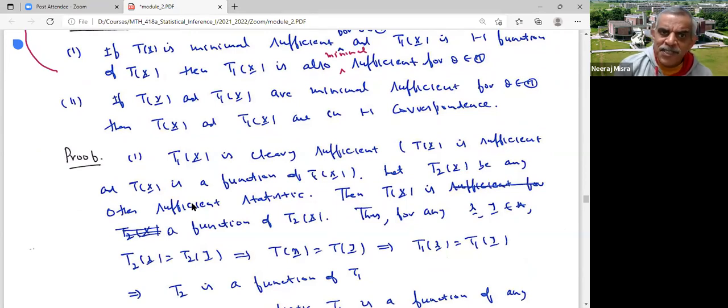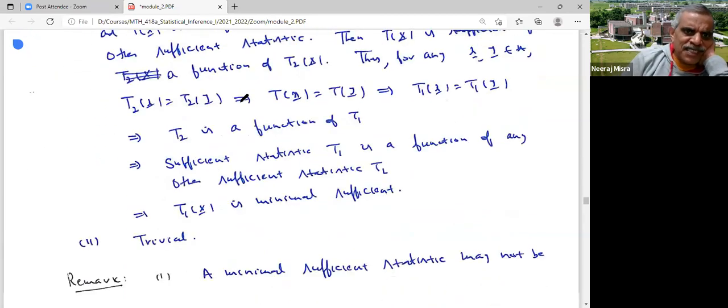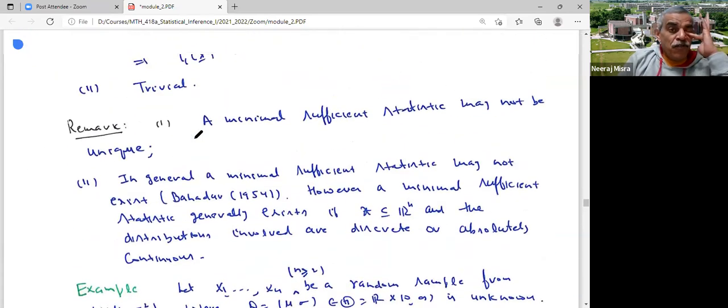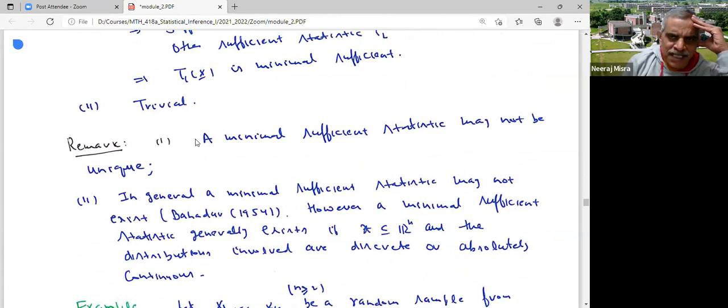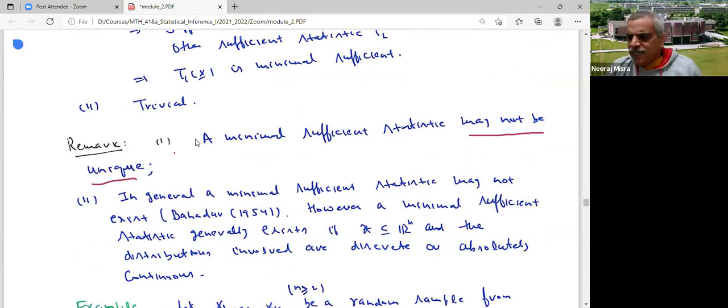Now you can interchange the roles of t and t1. t is minimal sufficient and t1 is sufficient. So that means t is a function of t1. So one is a function of the other, so they are in one-to-one correspondence. I have just given you a small proof over here. Otherwise, it is straightforward. So the first point in this remark says a minimal sufficient statistic may not be unique. That is very clear because if it exists, then any one-to-one function of that minimal sufficient statistic would again be minimal sufficient.